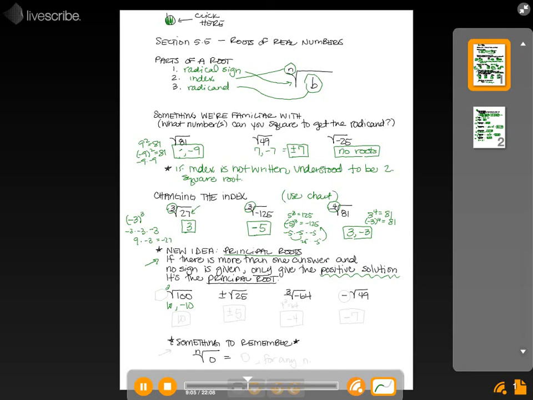I have more than one answer, and there's no sign given out front. There's not a plus or a plus minus out front. So you want to give me only the positive solution. So the answer to this problem is 10. Now again, there's really two answers, but you're only going to give me the positive one because that's the principal root. Let's look at the next one.